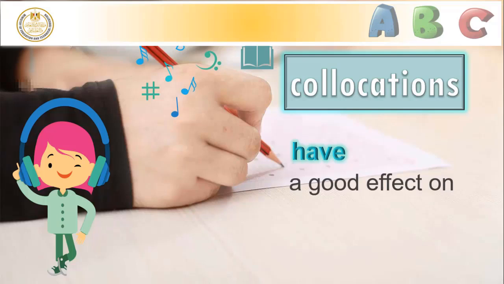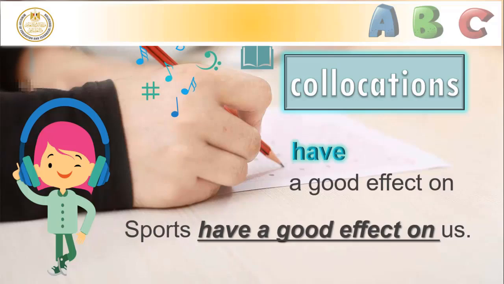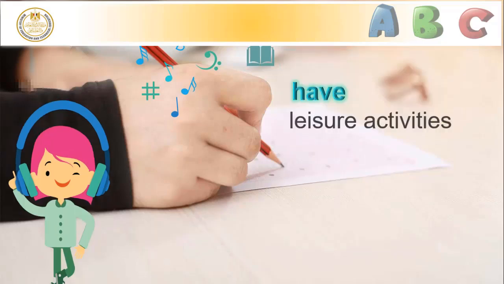طب let's check with an example. Sports have a good effect on us. للرياضة تأثير جيد علينا. أو الرياضة لديها تأثير جيد علينا. Have leisure activities. When I say leisure activities, اتفقنا معناها الأنشطة الترفيهية. فلما أقول have leisure activities يعني هنا مش هقول يمتلك أنشطة ترفيهية، لكن يقوم بممارسة الأنشطة الترفيهية.